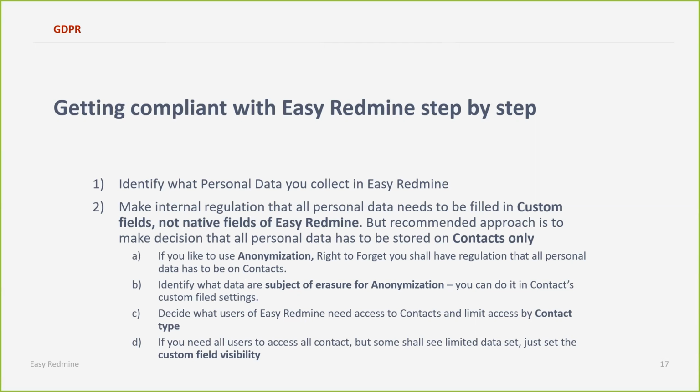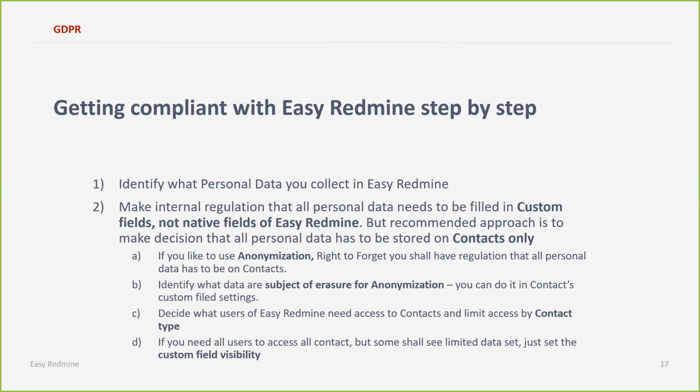And now, understanding what personal data you have in the system and who shall see it and who shall not, meeting this limited visibility requirement, you may identify custom fields. This is important: all personal data has to be in custom fields, not in native fields of Easy Redmine. If you put name, email, and telephone number as the name of the task, that's a problem, because the task is structured data, and this information shall not be there. The task will be connected to a contact where these data are.